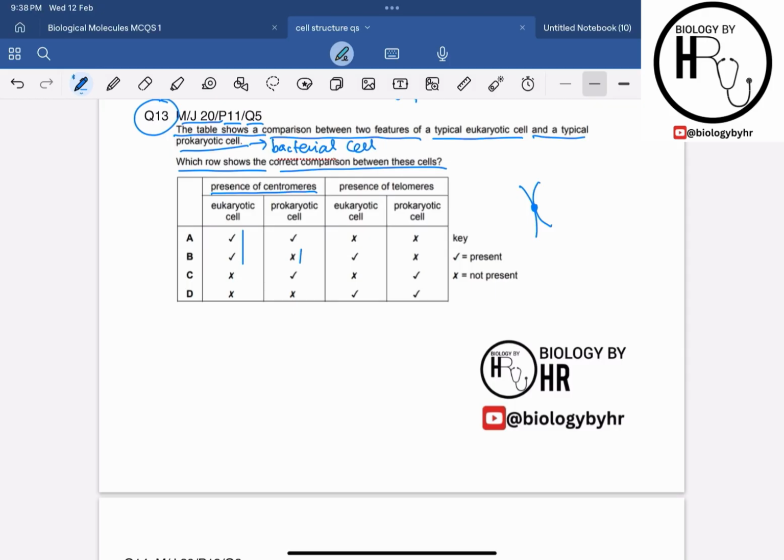Then if I talk about the telomeres, they are present at the ends of the sister chromatids in the chromosomes, right? The telomeres are basically present at the poles of the sister chromatids of a chromosome, and eukaryotic cells have chromosomes, so yes, telomeres are present in the eukaryotic cell. However, if I talk about the prokaryotic cells, the bacterial cells, they do not have chromosomes, hence they do not have telomeres as well. So hence the correct answer for question number 13 over here is option B.